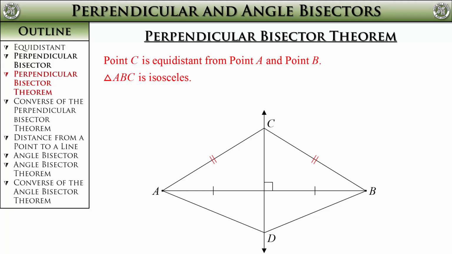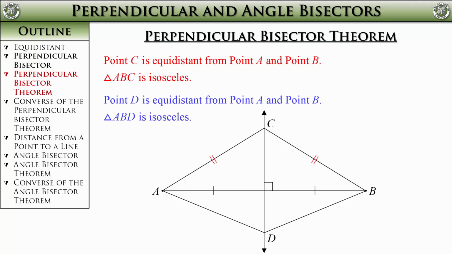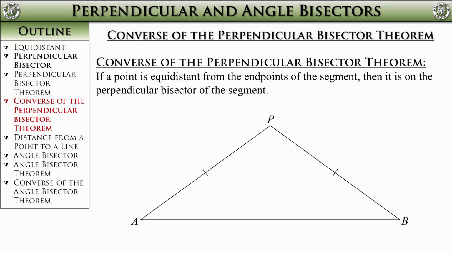Similarly, since point D is also on the perpendicular bisector, you know that point D is equidistant from point A and point B. We can mark those line segments congruent too. This means that triangle ABD is also isosceles. That is how we are going to be extending our knowledge of perpendicular bisectors. You need to be able to identify that a perpendicular bisector is happening, and then you can probably mark some line segments congruent. The converse of the perpendicular bisector theorem also works.